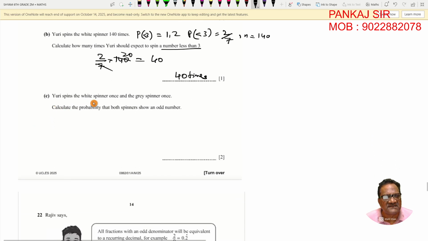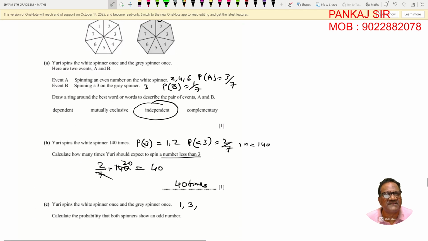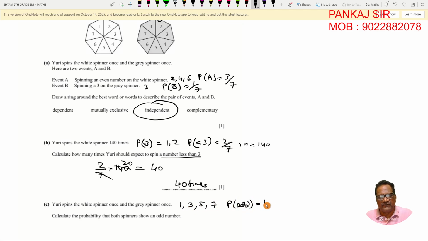Yuri spins the white spinner once and the gray spinner once. Okay, calculate the probability that both the spinners show odd number. So in the white spinner, the odd numbers are 1, 3, 5 and 7, right? So probability of getting an odd in the white spinner will be 4 over 7, because you have 4 elements, so 4 over 7.